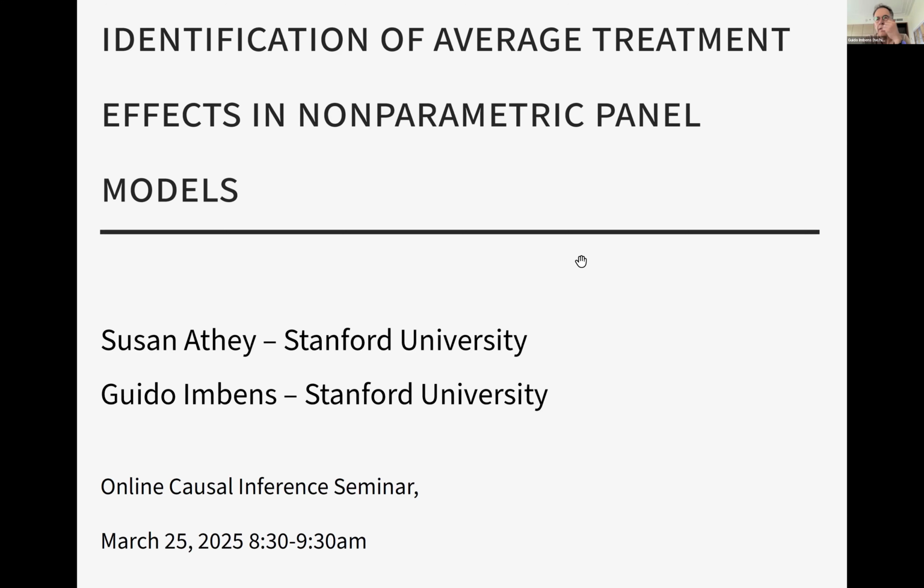Okay, so first of all, this is joint work with Susan, who's here also on the panel. And so we're interested in estimating average treatment effects. We're interested in estimating causal effects in a panel setting, and we want to avoid a lot of the functional form type assumptions that are often made in this literature.